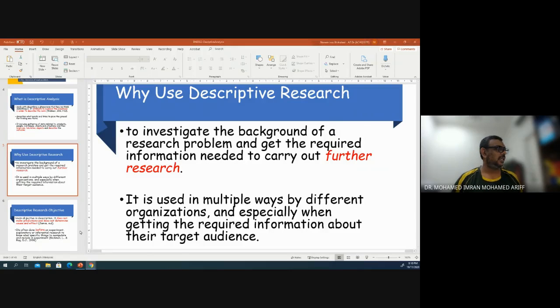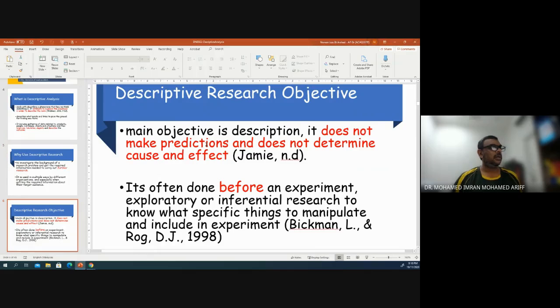Okay. Alright. Main objective of descriptive research is, ini yang saya highlight, does not make predictions and does not determine cause and effect. No. It does not make any prediction. Okay. No cause and effect. Cause and effect, macam tadi lah saya kata, exercise and losing weight.